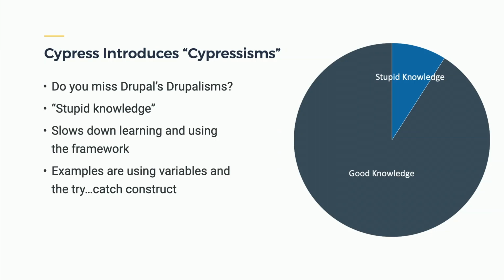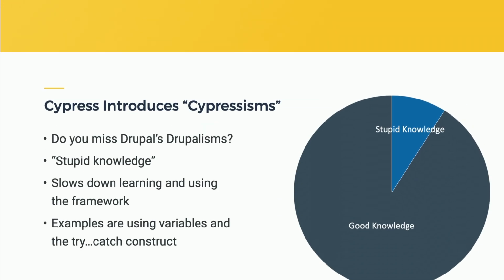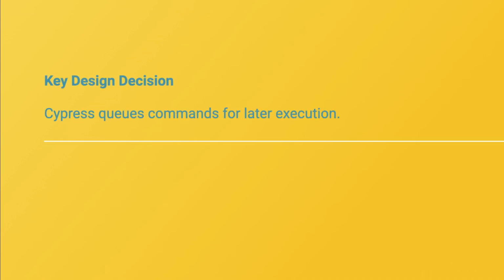So two examples are using variables and the try-catch construct. And we're going to look at both of those. Why are they a problem? Because one of the key decisions that Cypress made is that it queues commands for later execution. They don't run in the moment. Your commands are queued up, and then the runner starts from the top of the queue and runs through them.